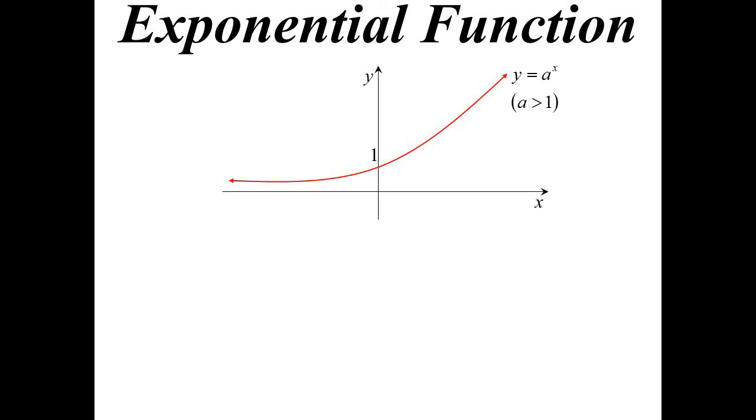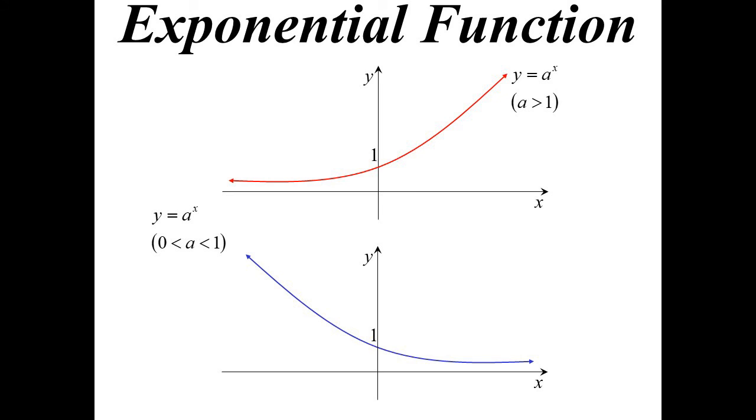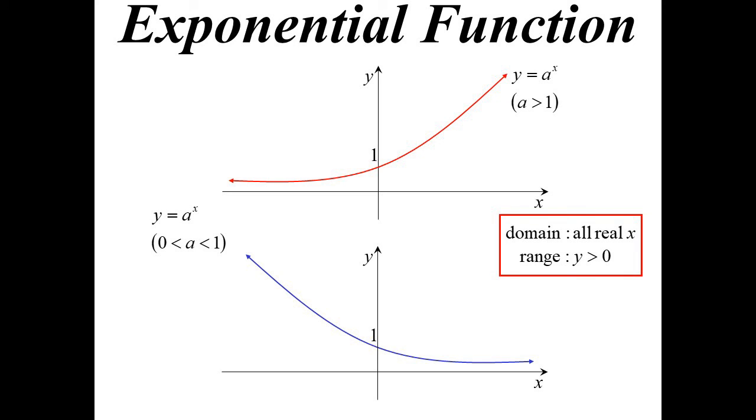So our exponential function that we've been looking at, there's our basic graph. So y equals a to the power of x. That is, of course, if the base is greater than 1. If the base was in between 0 and 1, then it would be a reflection of that in the y-axis. So the domain we can see is all real x. The range is y is greater than 0.